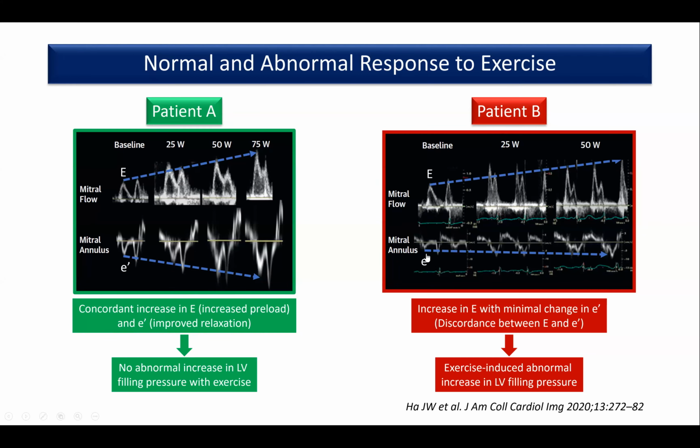Look at the E prime velocity. It stays the same or increases minimally. You see, so you have increase in E with minimal increase in E prime. So there's discordance between E and E prime. So the E to E prime ratio goes up and this patient has exercise-induced increase in filling pressure.